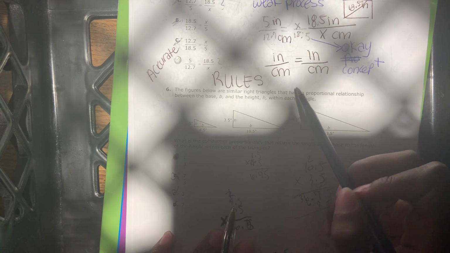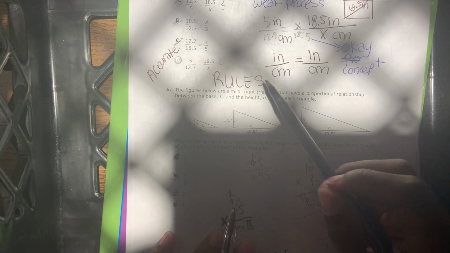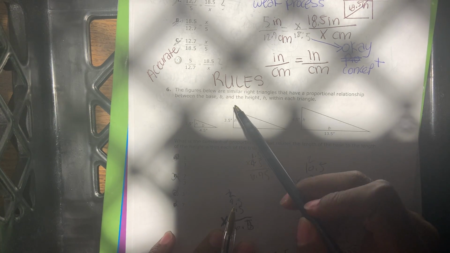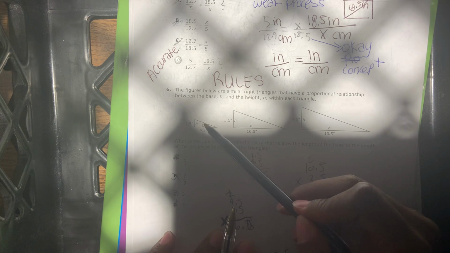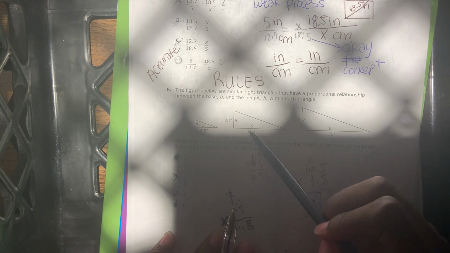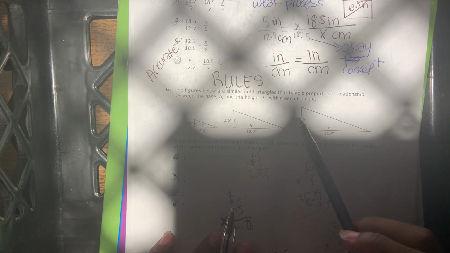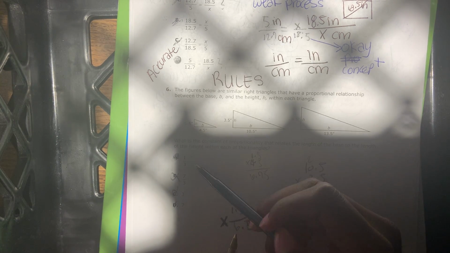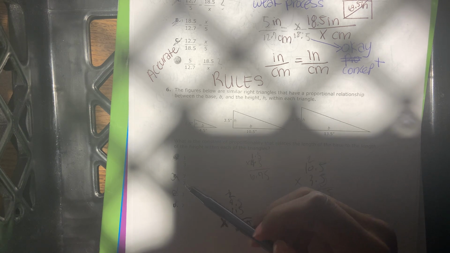The figures below are similar right triangles that have a proportional relationship between the base b and the height h within each triangle. So we have 1.5 height to 4.5 base, 3.5 height to 10.5 base, 4.5 height to 13.5 base. What is the constant of proportionality that relates the length of the base to the length of the height within each of the triangles? Okay, so 1/3, 7/3, 3, and 7.